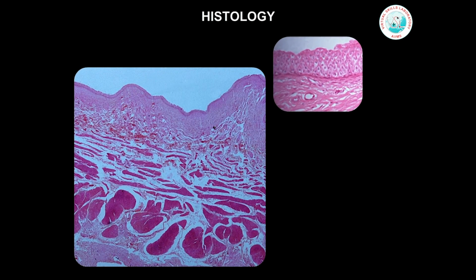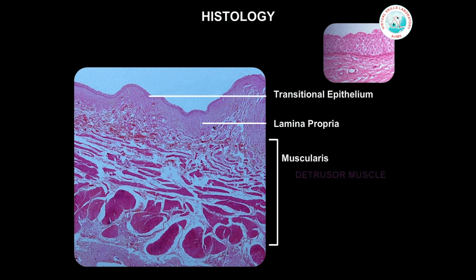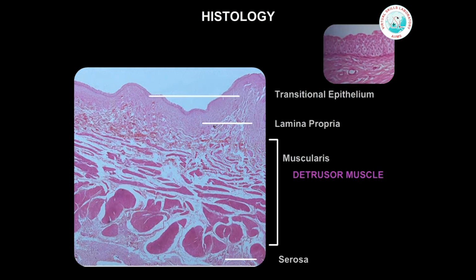The bladder wall is composed of three layers. The mucosa, that is composed of the transitional epithelium and the lamina propria. The muscularis layer, also known as the detrusor muscle, that consists of the inner longitudinal, middle circular and outer longitudinal layers. This is covered on the outside by the serosa.